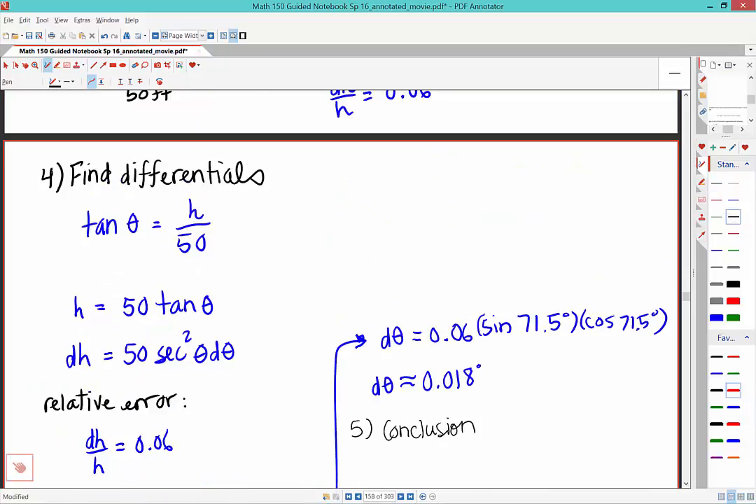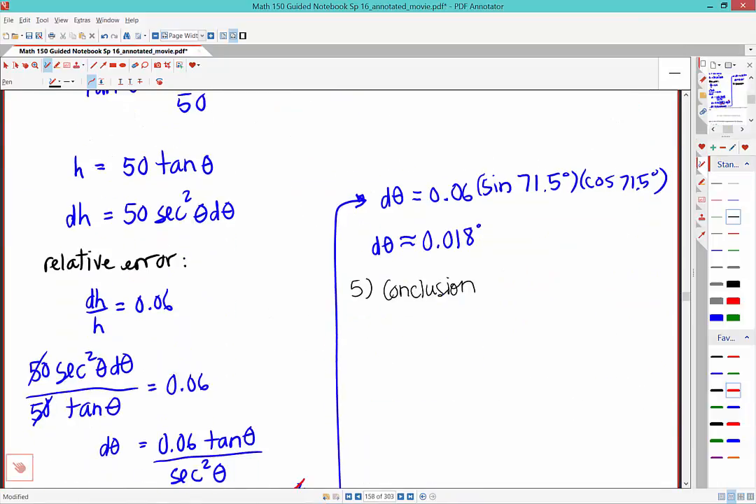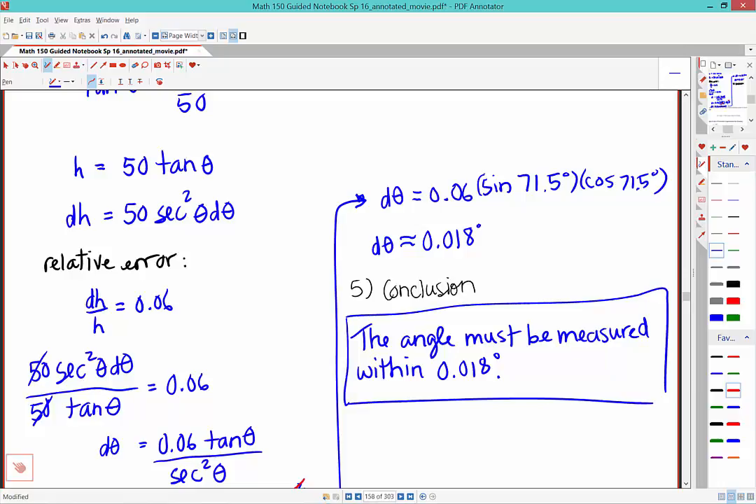So the angle must be measured within 0.018 of a degree. And when I say within, it includes the plus or minus. Okay? All right. So that takes care of that guy.